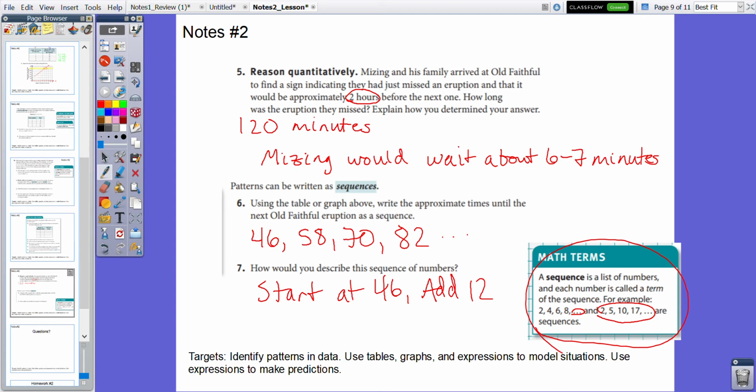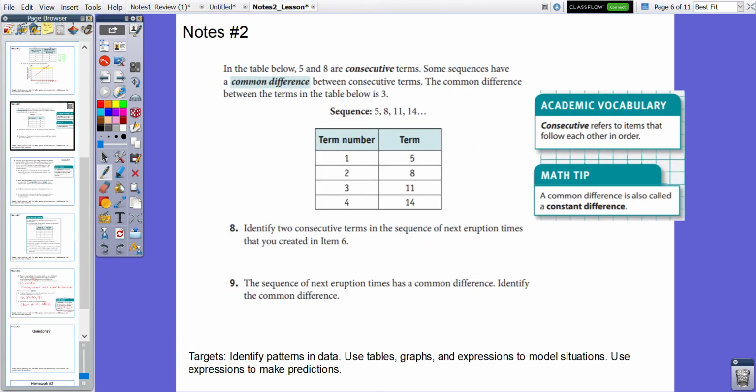All right, looking at number 8 on the next page here. Okay, so number 8 at the top of page 5. We're given another box here. It says in the table below, 5 and 8 are consecutive terms. Some sequences have a common difference between consecutive terms. The common difference between the terms in the table below is 3. That's because we're looking at 5, 8, 11, and 14. So to get from one term to the next, we have to add 3.